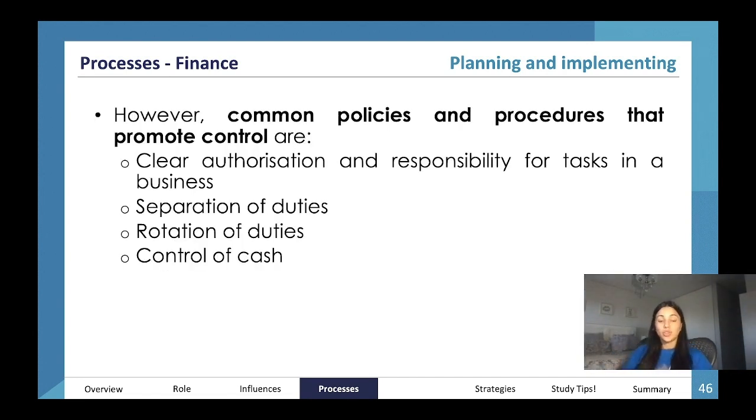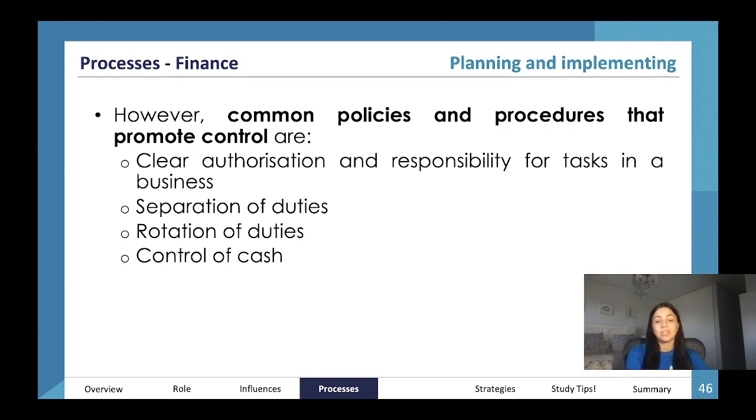The policies to do that and to promote control are clear authorization and responsibility for tasks in the business, separation of duties, rotation of duties, and control of cash. So important. Control of cash can literally be done with a cash register, but separation of duties and rotation of duties along with clear responsibility for tasks is really, really important.